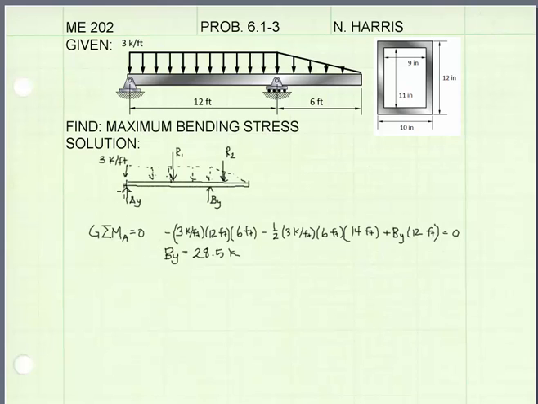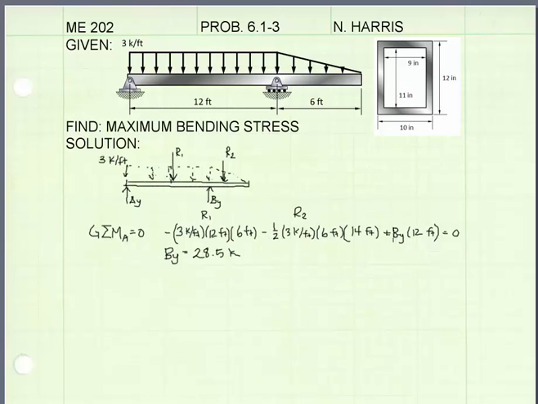Summing the moments about point A in order to get the reaction force at this point I've called B. We have, first of all, this is the resultant force for the distributed load, 3 kips per feet times 12 feet, negative because of the direction, and its moment arm is 6 feet. Here is the resultant load for the triangular distributed load, 1/2 times 3 kips per feet times 6 feet, and its moment arm is 14 feet. That's 12 feet from A to B, plus 1/3 of the 6 feet is additional 2 feet for 14 feet.